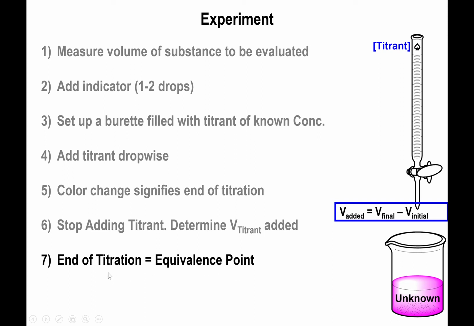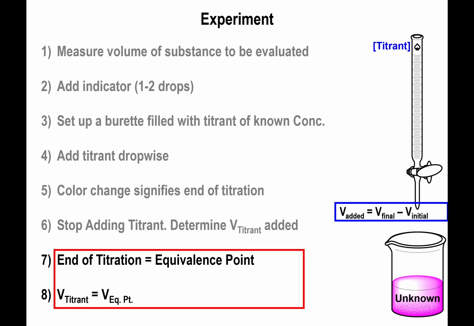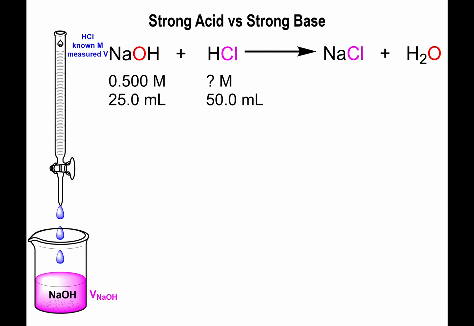This is the end of the titration because you have run out of all the reactant you started with. You neutralized it completely. All right, so in essence, the volume of the titrant added is the volume at the equivalence point. All right, so we're going to perform a few calculations to show you the full scope of titrations.